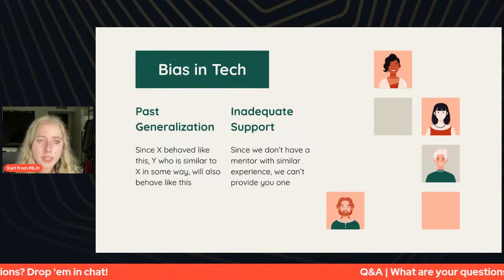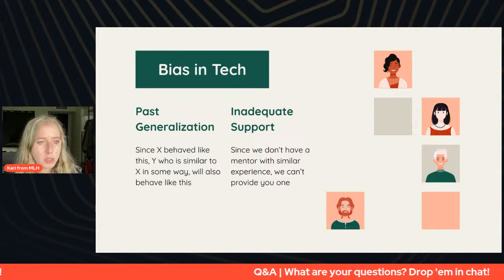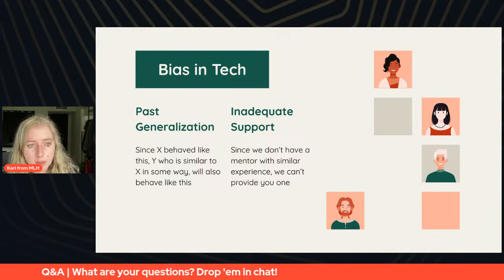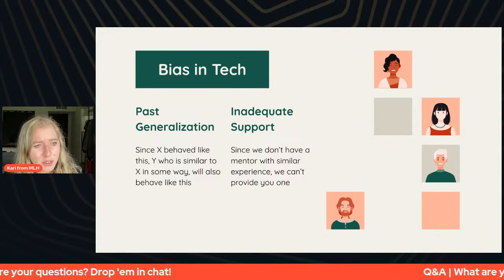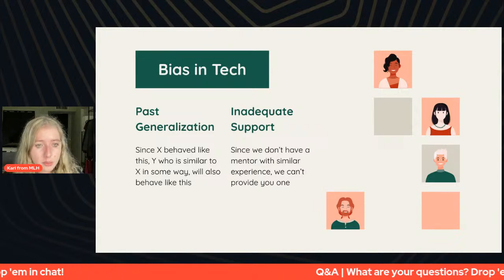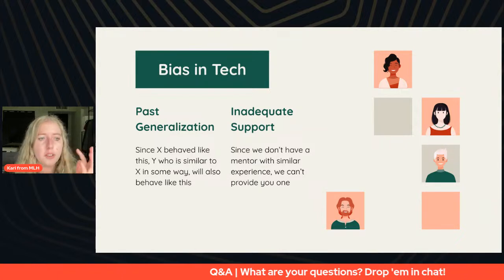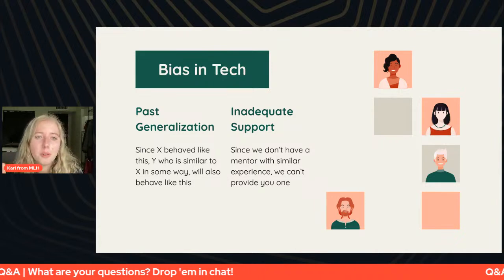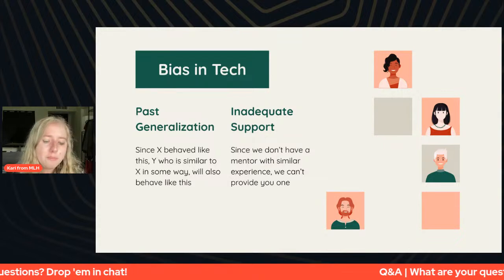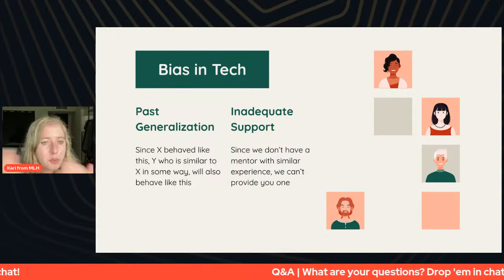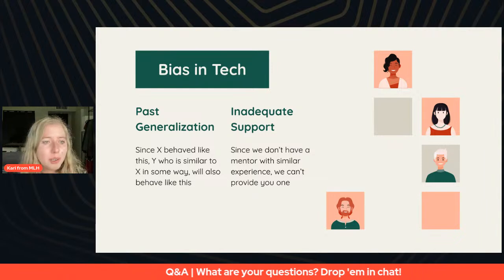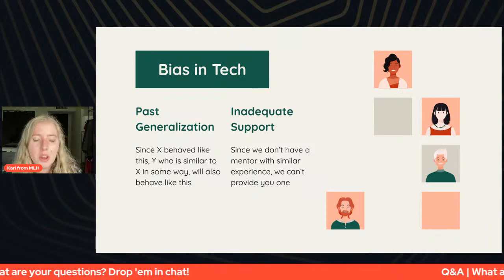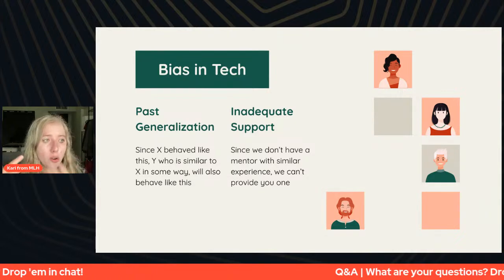And then we also have the inadequate support bias. We don't have a mentor for you with similar experience, so we can't provide you a mentor with similar experience. We can provide you a mentor with kind of similar experience, or you might just have to miss out on a mentor completely, because it's easier for us to match this person who has experiences in XYZ with this person who wants to go in XYZ direction, right? And if you are unique in some way, whether it's your technical interests, your identity and expression, or your past experiences, it can be harder and harder to find support.